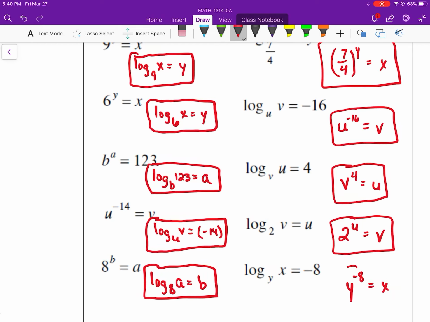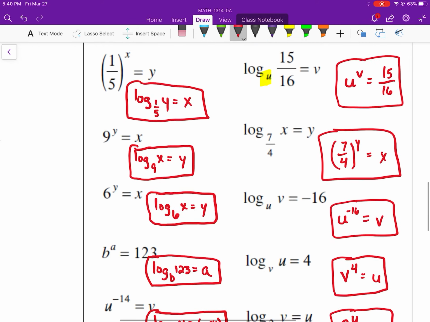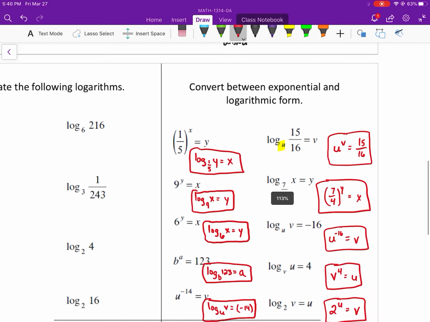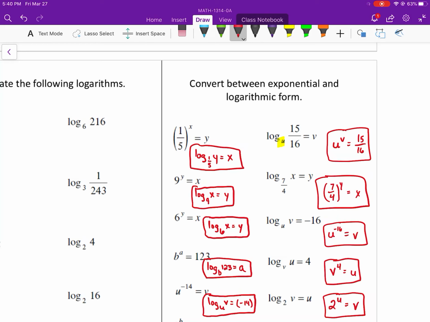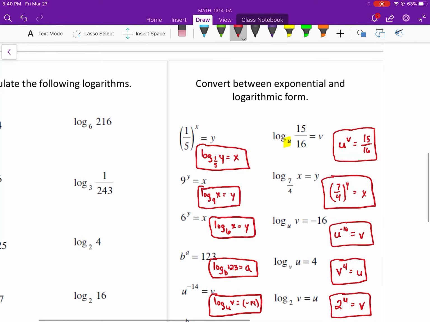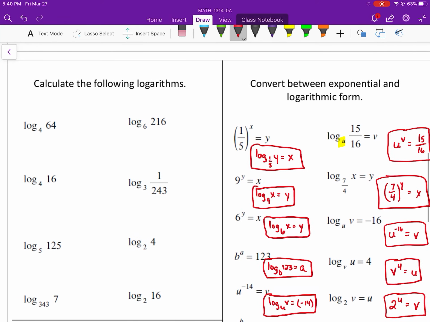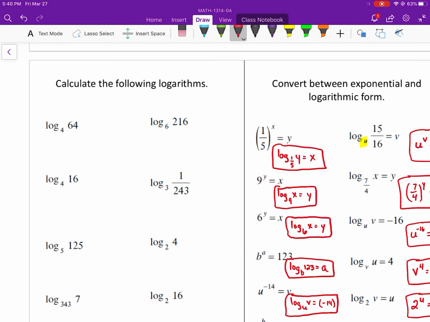And the last one, base y to the negative 8 power equals x. All right, now of course if I'm doing these too quickly, feel free to pause the video to see if you can write it down first before I just go right into the answer. All right. Now that is 1/2 of our little foldable here, converting between exponential and logarithmic form.